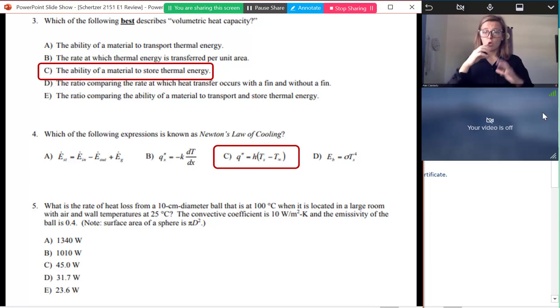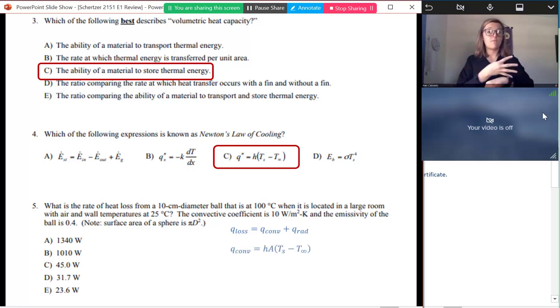So here, because they're telling us about the convection coefficient and the emissivity, and they tell us the air temperature and the wall temperature, there's a couple hints in this problem that are pointing us towards remembering that we have to deal with convection from the ball, but also radiation. So the total heat loss from the ball is a sum of the heat lost from convection and the heat lost from radiation.